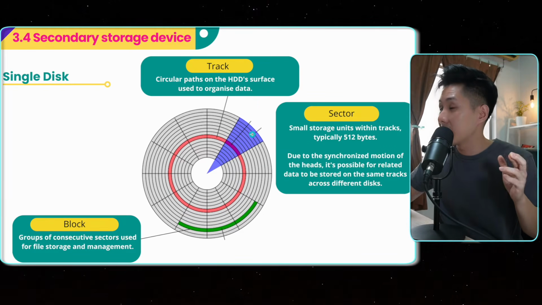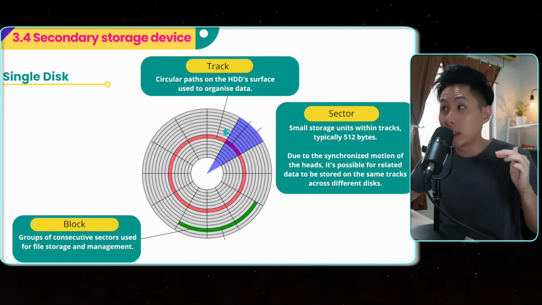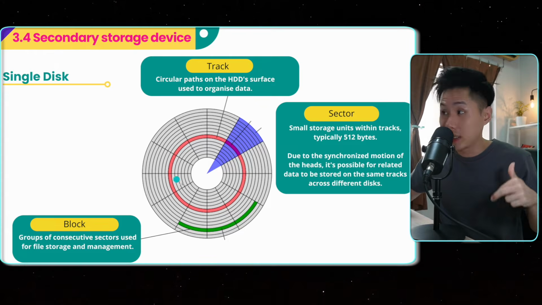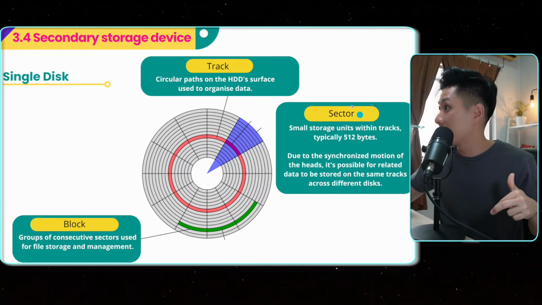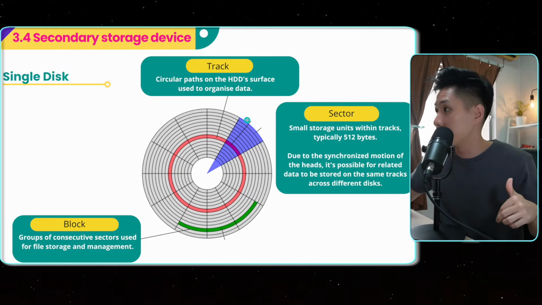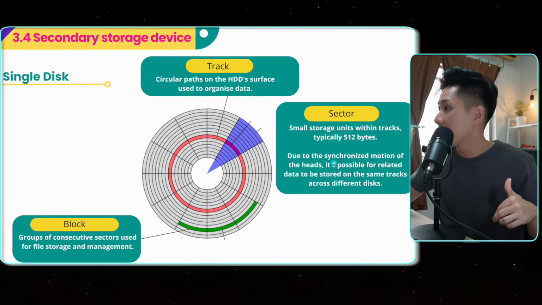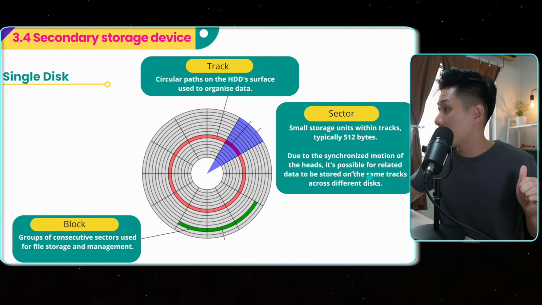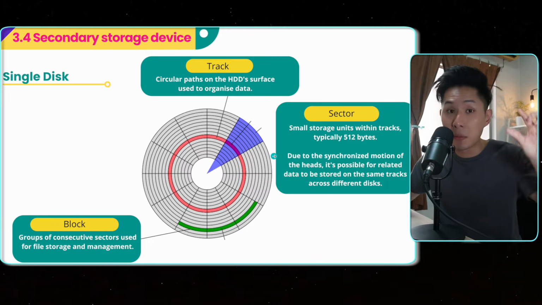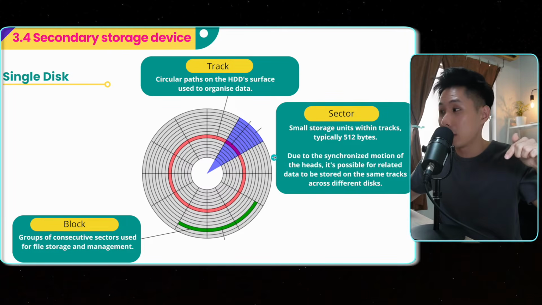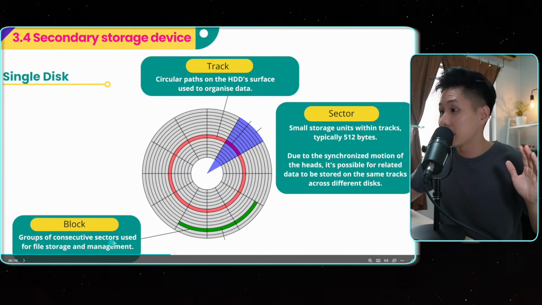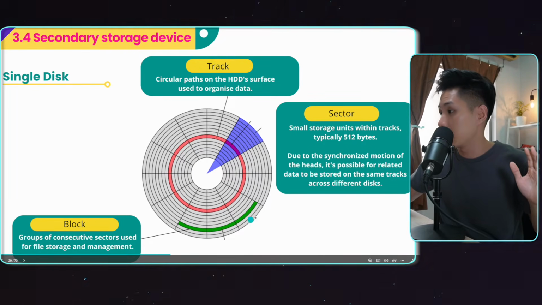A single disk here has multiple components. The first component is what we call the track, a circular path on the HDD surface used to organize data. The second component is the sector, a small storage unit within a track, typically 512 bytes, which is the purple section here. And due to the synchronized motion of the heads, it's possible for related data to be stored on the same track across different disks. So remember, you have a few disks here, so it's possible for data to be stored across different disks. And the block here is a group of consecutive sectors used for file storage and management, which is around here.